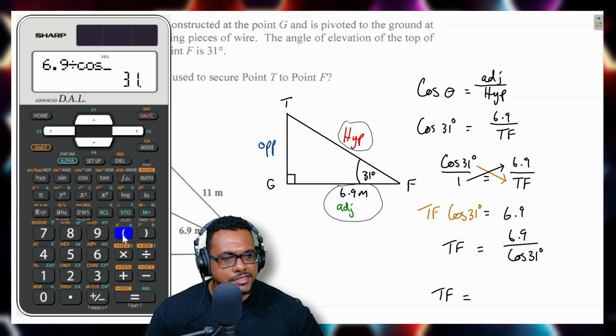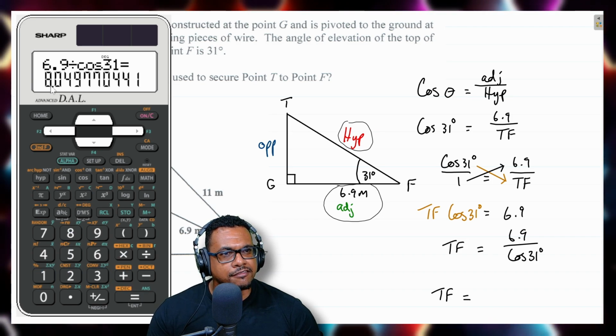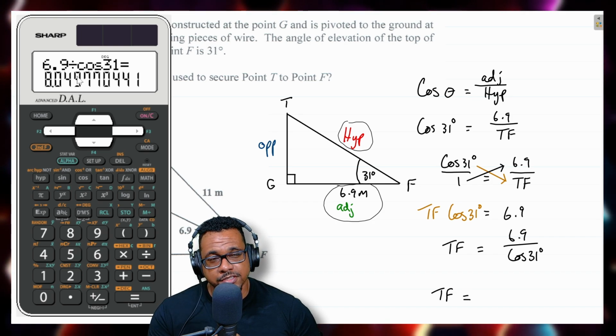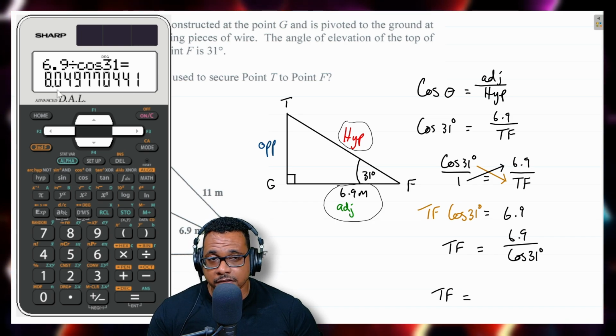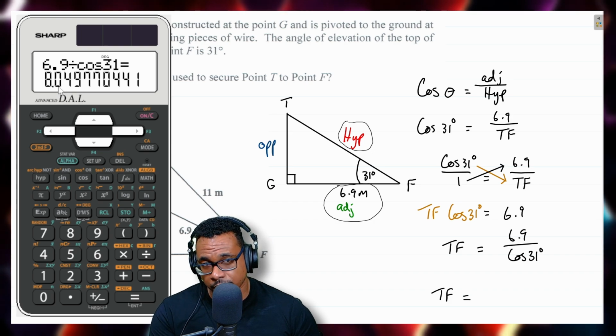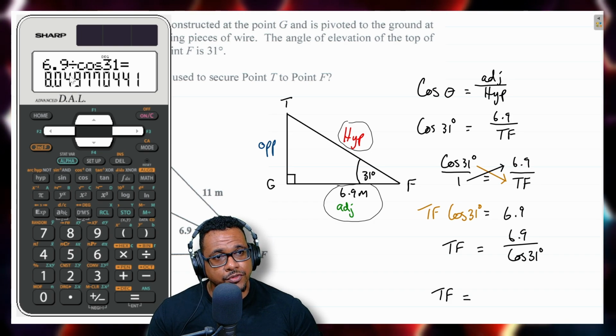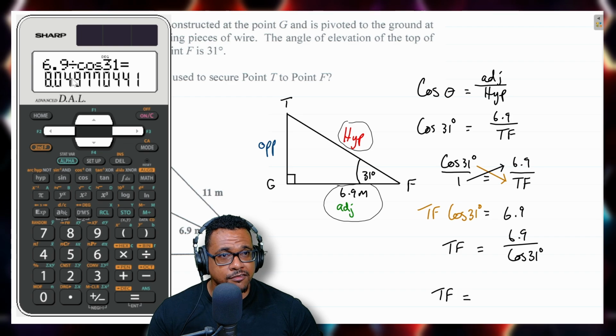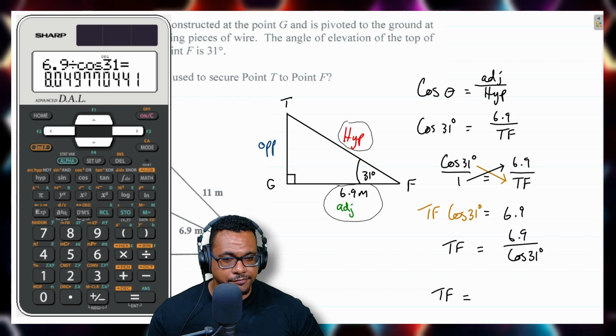Make sure my calculator is in degrees. Press equal, and we have 8.049. Now in the exam, you also want to approximate these answers to 3 significant figures. If it's an angle, you use 1 decimal place. So 1, 2, 3, stop at the 4. After the 4 is a 9, so we have 8.05.